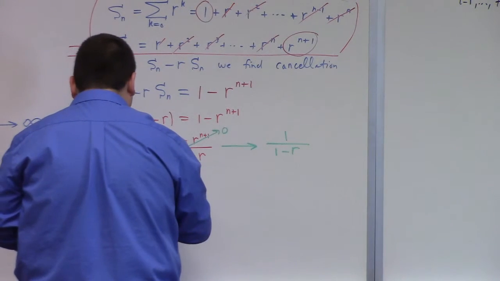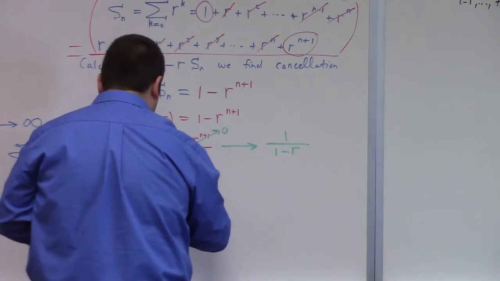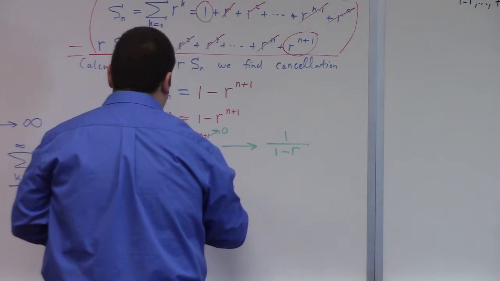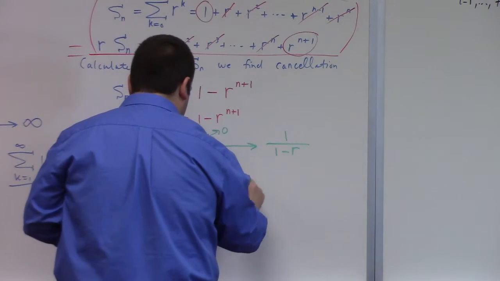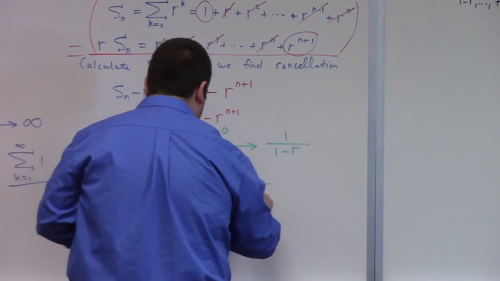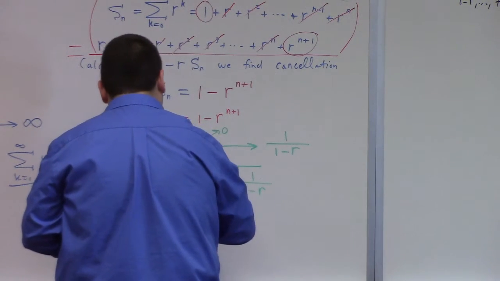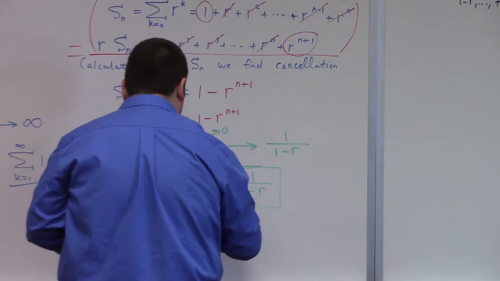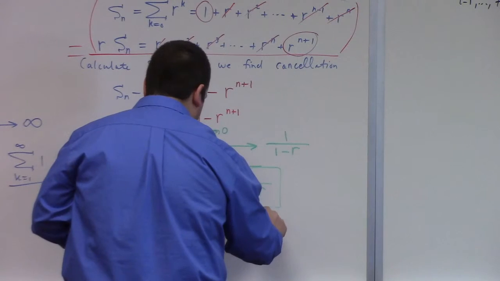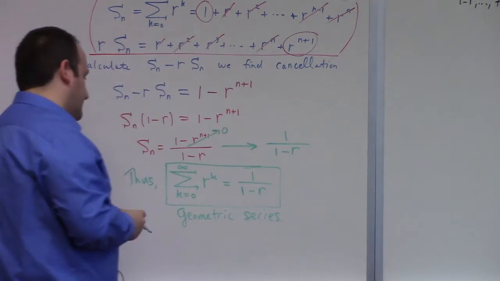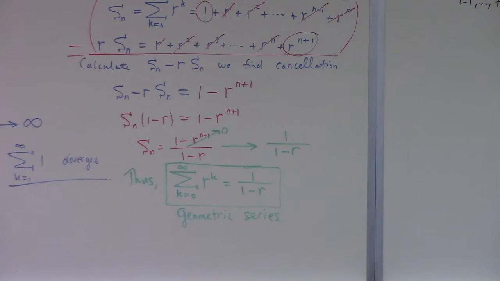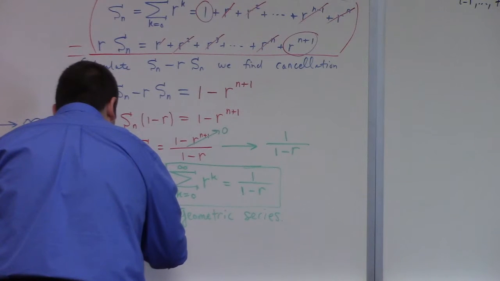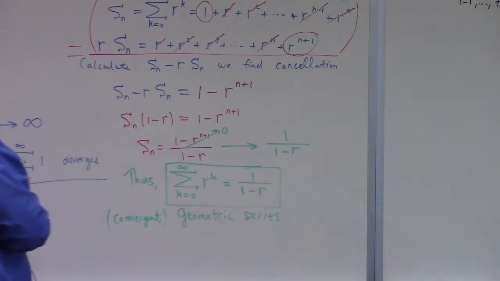Thus, the sum of this series, k equals 0 to infinity, of r to the k, is equal to 1 over 1 minus r. This is the precious and famous geometric series result, although at the moment I'm just talking about the convergent case. It's a convergent geometric series. I'll put that in parentheses because I don't insist you call it a convergent geometric series, but it is a convergent geometric series.